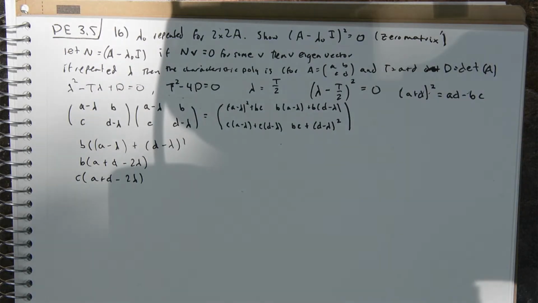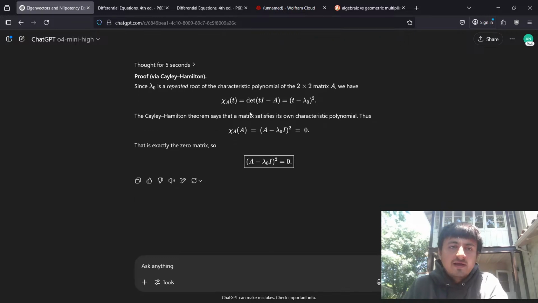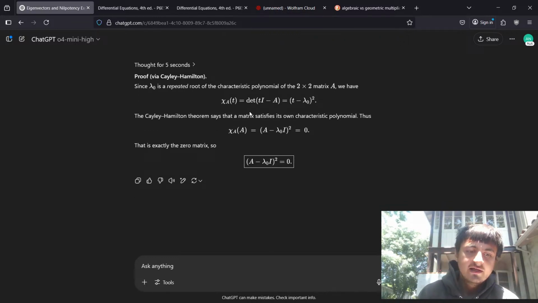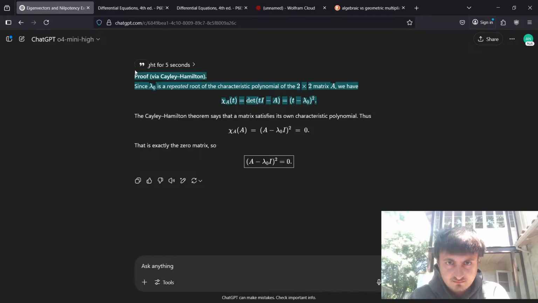Whoa, you guys got to see this. This is crazy, man. So I don't like that ChatGPT... I mean, in a way, it's actually nice that ChatGPT refers me to results that we haven't really covered, because then I feel like I have more experience. But since lambda 0 is a repeated root of the characteristic polynomial of A, then we have chi of A of t is equal to t minus lambda 0 squared.